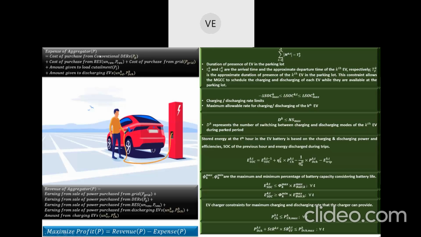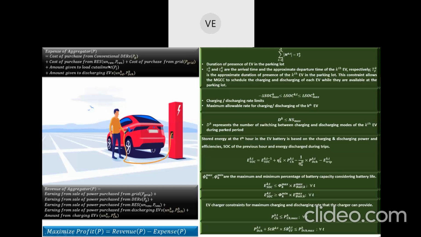That means for the expense of aggregator, we cannot say that the aggregator's expense is this much for a particular hour. We can only say that the aggregator's expense can be in this range based on the uncertainties of renewable energy sources, loads, and electric vehicles available in the parking lots.